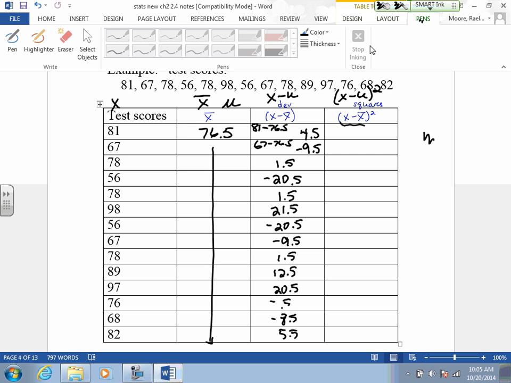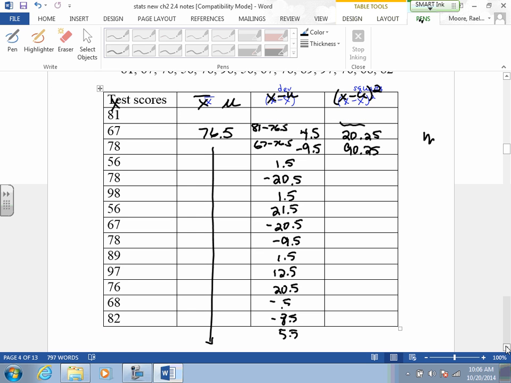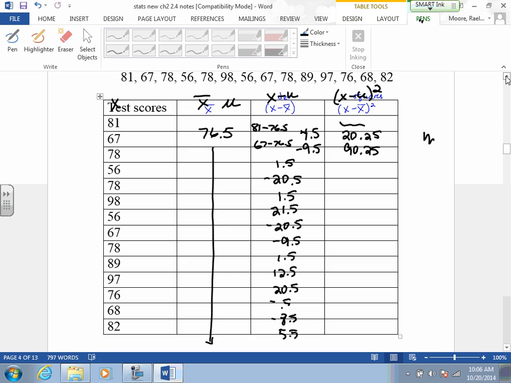So we put in the calculator 4.5 squared. We get 20.25. We put in the next one, negative 9.5 squared. 90.25. Remember, when you square a negative, you get a positive. So this answer is always going to be positive? The answer is always going to be positive, because when you square a negative, you always get a positive, right?